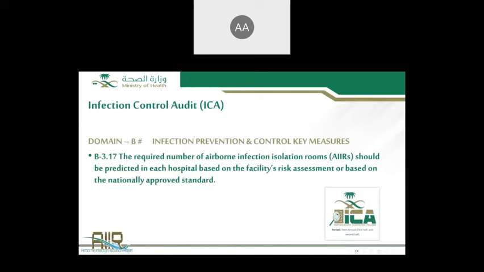So the infection control audit or AIICA, actually in domain B and in element number 3, and particularly in element P3.17 or sub-element number 17, states that the required number of airborne infection isolation rooms should be predicted in each hospital based on the facility risk assessment or based on the nationally approved standard. This auditing is conducted by the surveyors or auditors from infection prevention and control in order to ensure this significant standard is met in healthcare facilities, in order to avoid the transmission of this type of infectious agents.